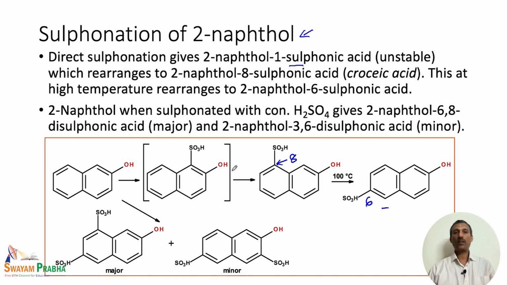This is by the direct sulfonation reaction, and if we use highly concentrated sulfuric acid for the sulfonation reaction, we get 2-naphthol 6,8-disulfonic acid. That means this is the 8th position, this is the 6th position. So, the 6,8 disubstituted sulfonic acid is formed as the major product, and we also have the 3,6 disubstituted product formed as the minor product. So, these are the various sulfonation reactions of 2-naphthol.